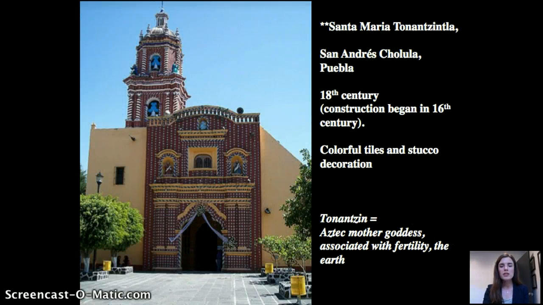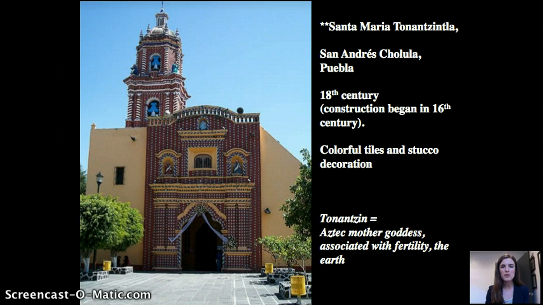Okay, our last church is Santa Maria Tonantzintla, which is probably the best example of this case of hybridity, so dedicated to the Virgin Mary, but also referring to Tonantzin, the Aztec mother goddess. So this idea of combining those traditions, where the mother figure in Catholicism gets combined with the mother figure in Aztec culture. We're back in Puebla, in a small town in the area of Puebla, and then the construction here began in the 16th century. However, it took a very long time to build, and it's an incredibly ornate church.